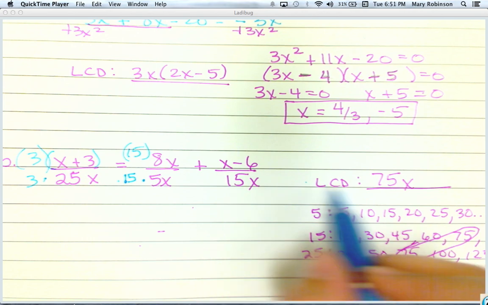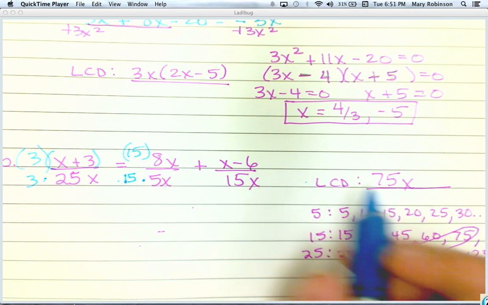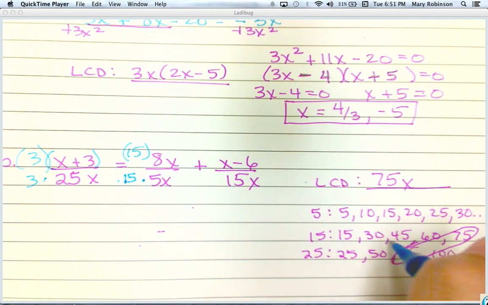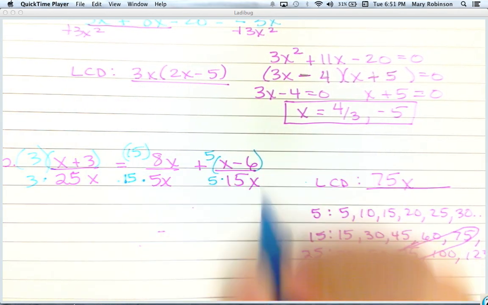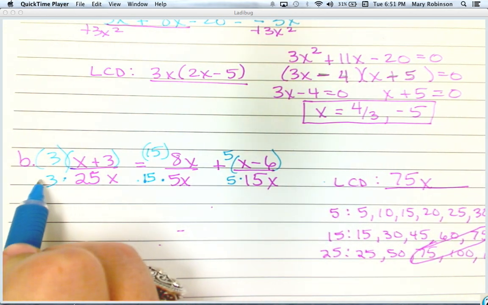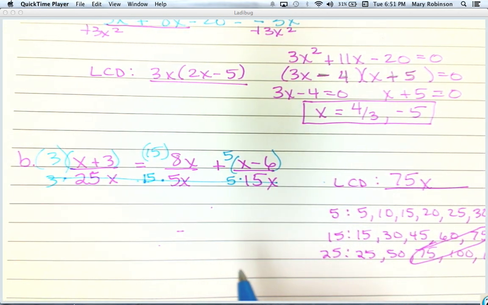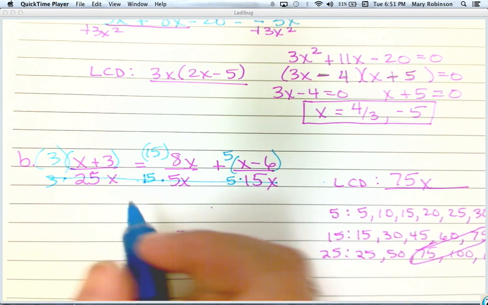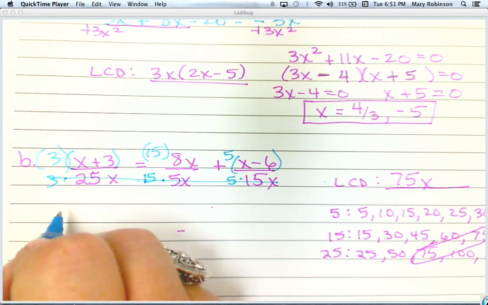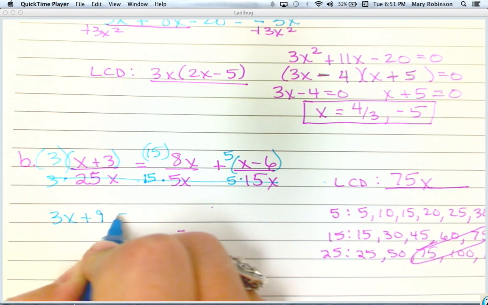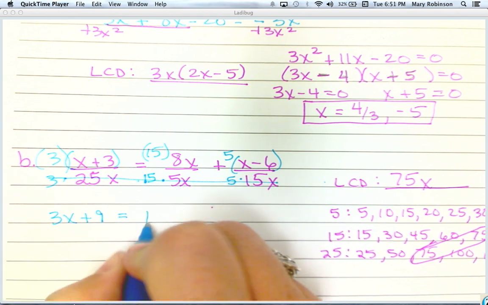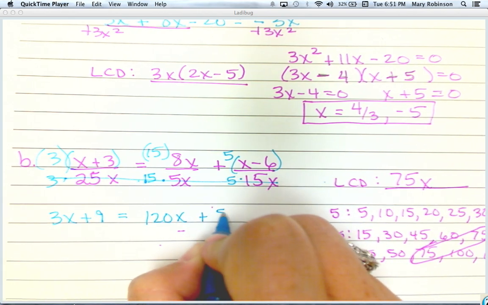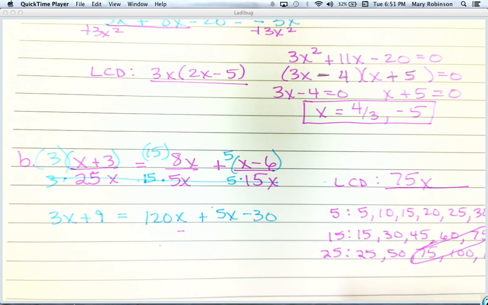And then how many times is 15 going into 75? That would be 1, 2, 3, 4, 5. So I've got to multiply this by 5, so I need to distribute 5 up here. Now, remember, at this point, when solving, all these have like denominators, so I don't need to use that anymore. So I'm going to distribute what I have up here, and we would get 3x plus 9 equals 15 times 8 is 120. So we get 120x plus 5x minus 30.